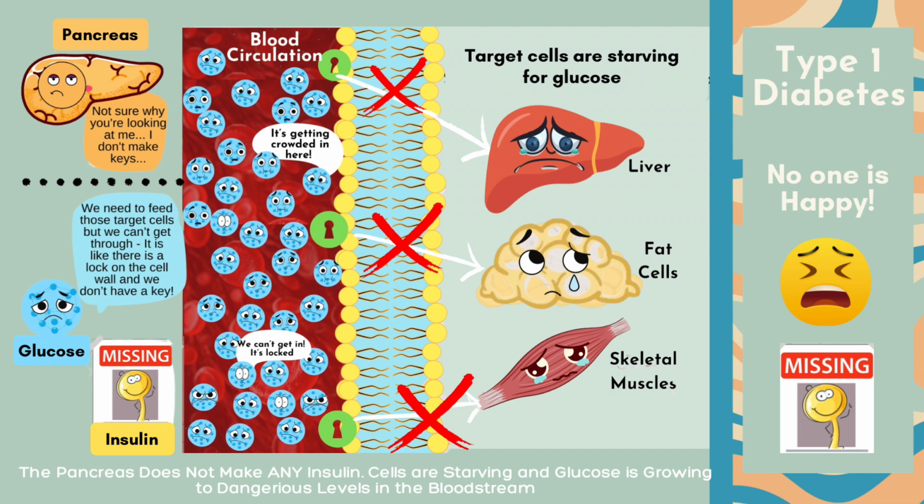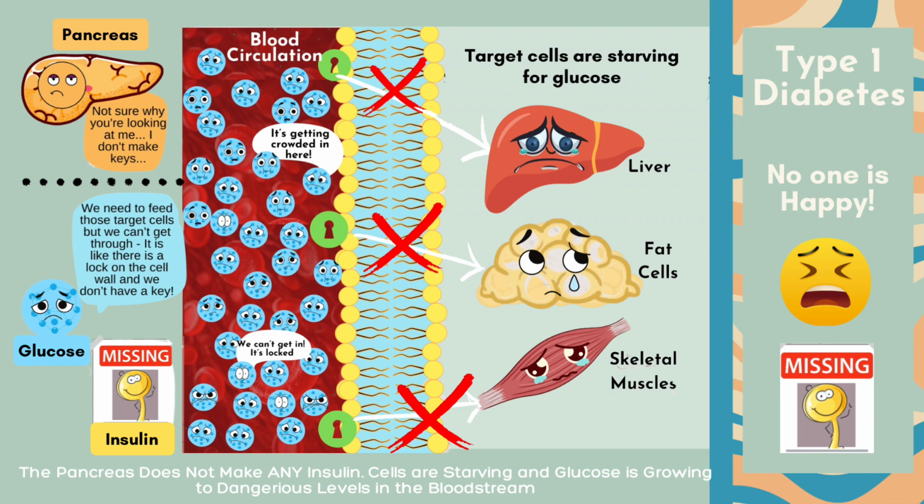There's way too much glucose building up and they can't get out. There's no way to get through. So in this scenario, they really need the missing key, which is the insulin. But as you can see, the key insulin is basically missing in action. We've got a little missing poster up there for him. He's not anywhere. There is no way for that glucose to get through that cell membrane to the target cells.